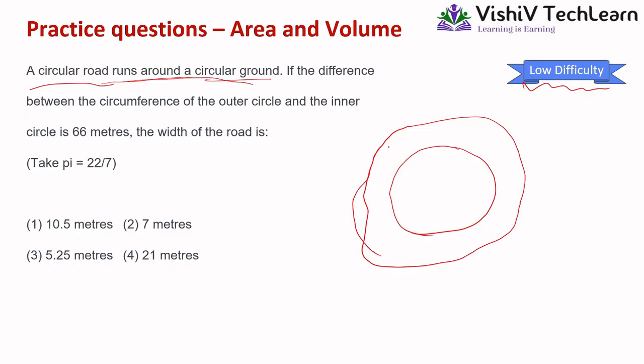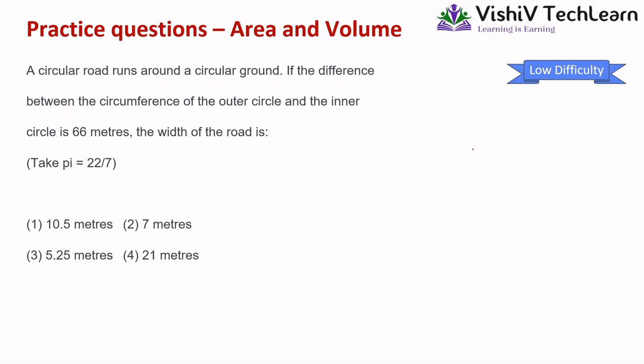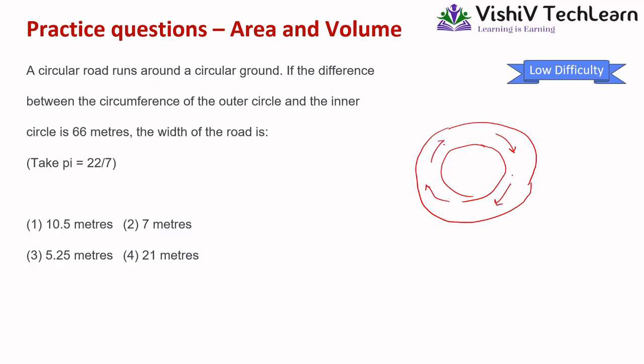Okay, let me draw it again. It is a very bad circle. Let's draw it a little smaller so that I will have at least a circle which is seen as a circle. So there is a circular ground and a circular road is running. This is the circular road which is running on the periphery around the circle.